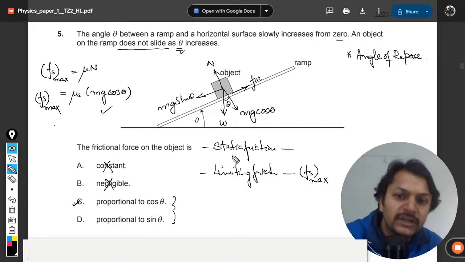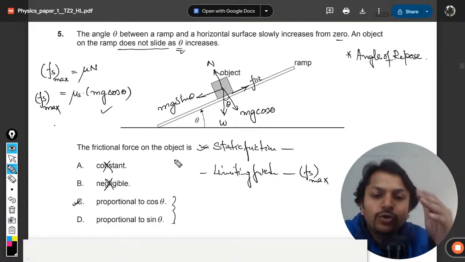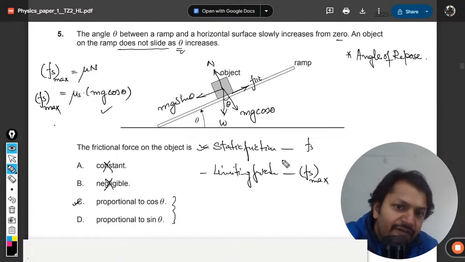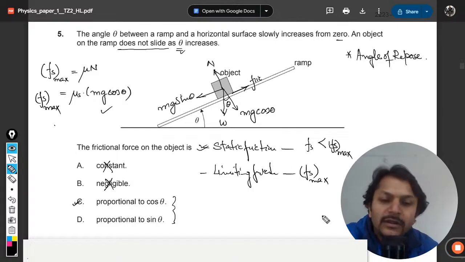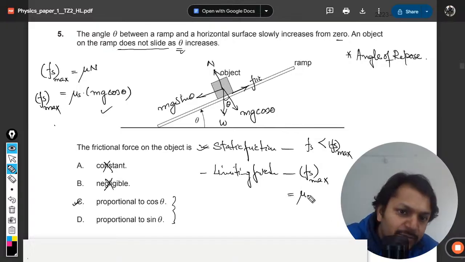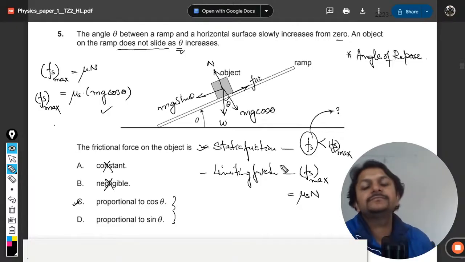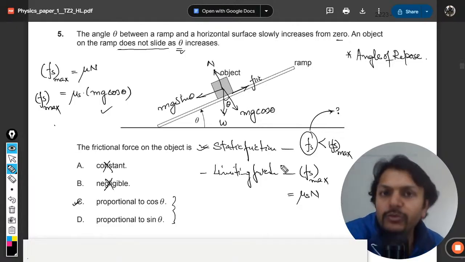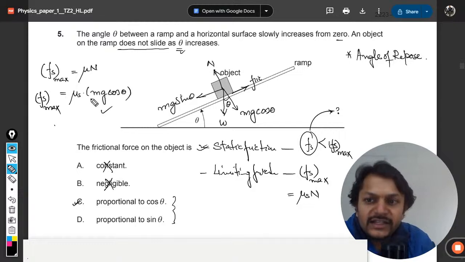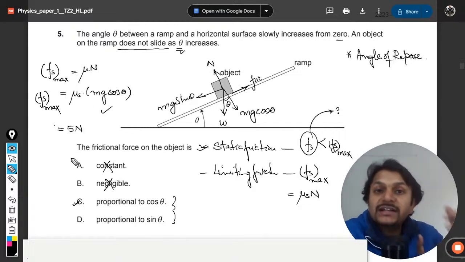I'm going to tell you this concept. Until the body starts moving, the friction Fs is lesser than Fs max, which is given by mu s into N. So what about the magnitude of Fs? There is no formula for that. Let us say this formula gives you the value 5 Newton. It means that the maximum possible value of friction is 5.